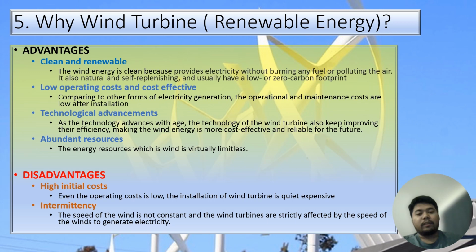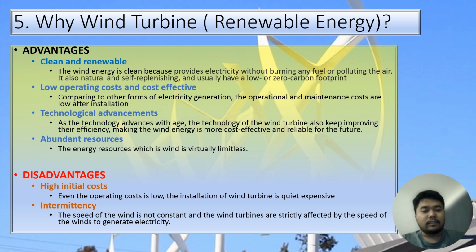Second, low operating costs and cost effectiveness. Compared to other forms of electricity generation, the operational and maintenance costs are low after installation. And third, technological advancement. As technology advances with age, the technology of the wind turbine also keeps improving in efficiency, making wind energy more cost effective and reliable for the future. And the last advantage is abundance of resources. The energy resource, which is wind, is virtually limitless.